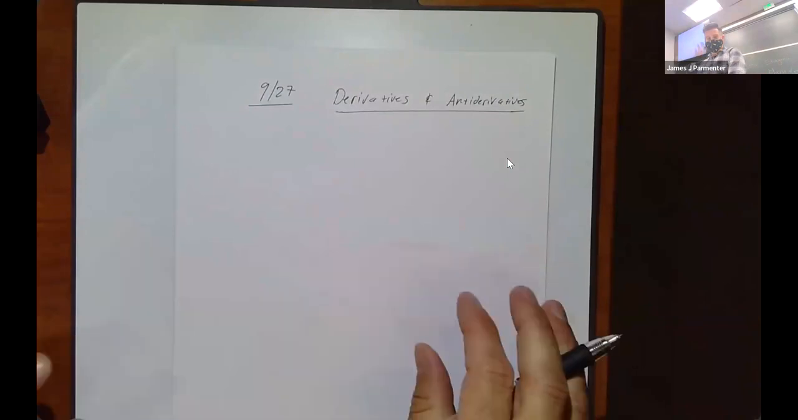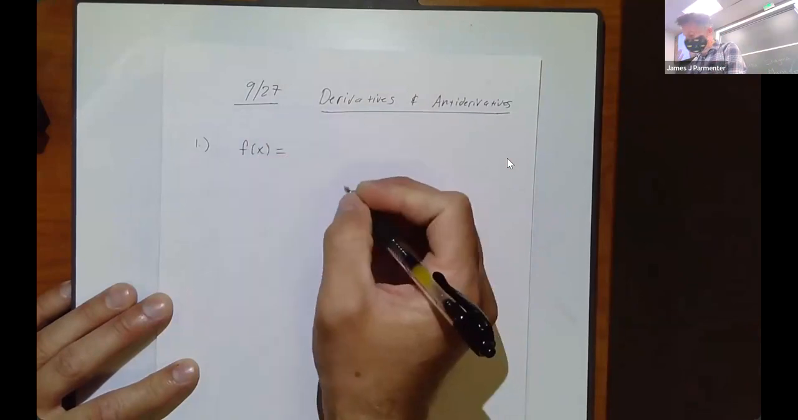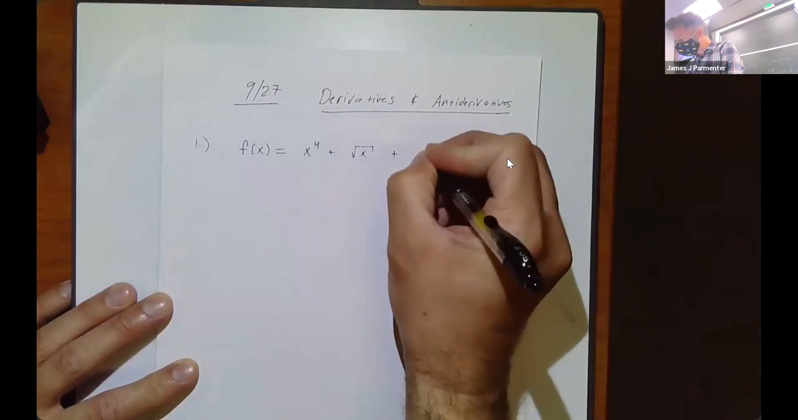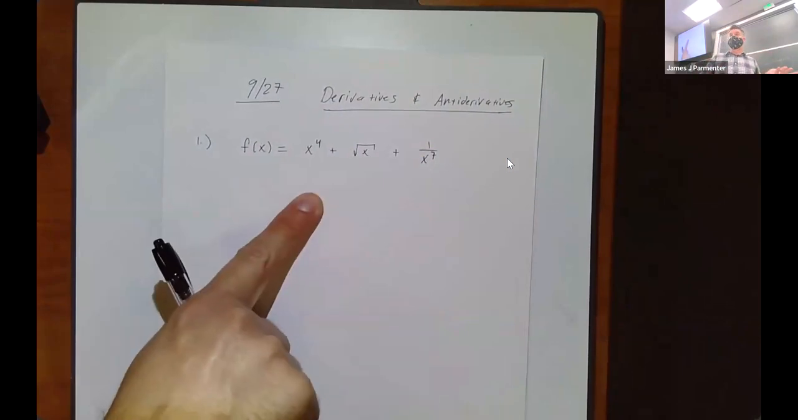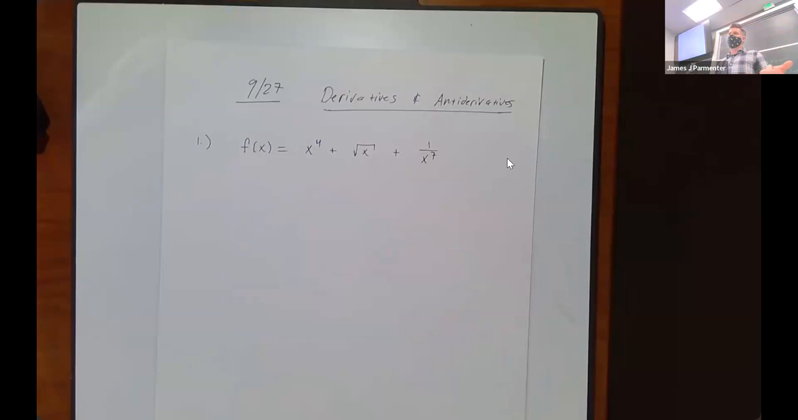So let's just start off with what might be a not terrible example. Let's say we've got this function, f of x is x to the fourth plus the square root of x plus 1 over x to the seventh. And we would like to find its antiderivative. Meaning we want to find a function such that if we take its derivative, it should be that function. Usually we use uppercase function letters for antiderivatives. There's actually a different name we'll use, like an integral symbol shortly. But for now, we're not talking about the integral yet, so we're pretending it doesn't exist.